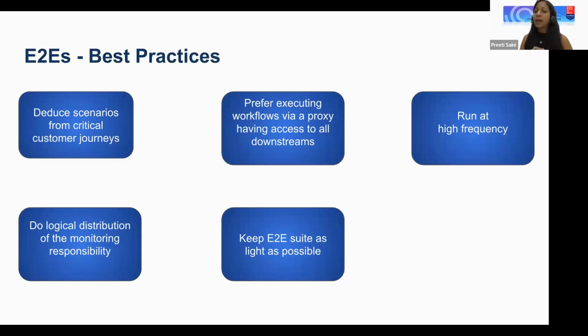The next is to run these tests at a high frequency. Since these end-to-end tests sit on top and verify whether all your microservices together are working as expected, the consumer journeys are being achieved and no issues are observed. Often, because of communication gaps between the teams, we have seen that certain contract breaches might slip into the QA environments or the staging environments.